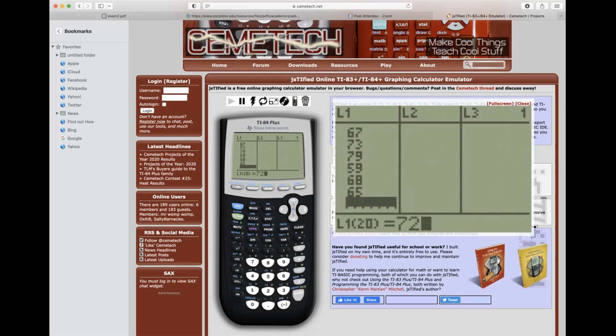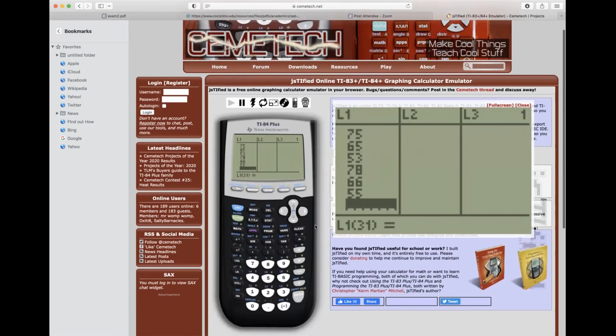72, 57, 51, 63, 69, 75, 65, 53, 78, 66, and 55. Okay, so now, again, you have to make a stem and leaf, and if you do this by hand, it's going to take you some time.